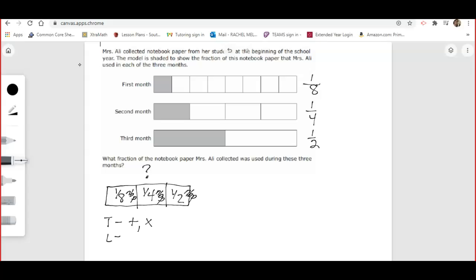All right, Lyric, do I have the same labels or different? Different. Different. And what are my options if I have different labels? Wait, are they different? Look, notebook paper, notebook paper, notebook paper. So those, they're the same. That's okay. All right, so what are my options if my labels are the same? Adding and subtracting. Very good. Okay, so everybody, what operation am I doing? Addition. Okay, very good.